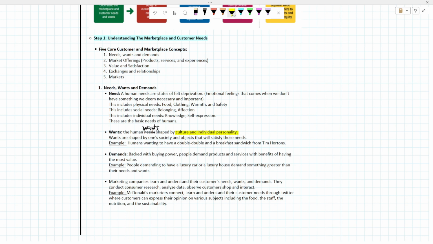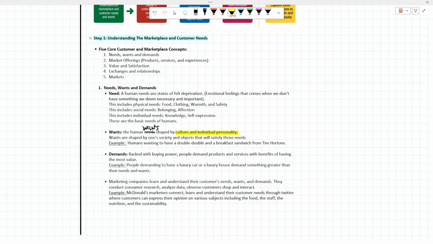So our wants as humans are shaped through society, and this is why our wants in different countries are very different. So wants are shaped by one's society and objects that will satisfy those needs. An example of this is, let's say, humans wanting to have a double double and a breakfast sandwich from Tim Hortons. This is something this society has built in Canada, where when we want something to eat, we'll go out to restaurants, and that's more of a want because we don't need to go to restaurants just for food, even though food is a physical need. It's a want because we want to go to Tim Hortons.